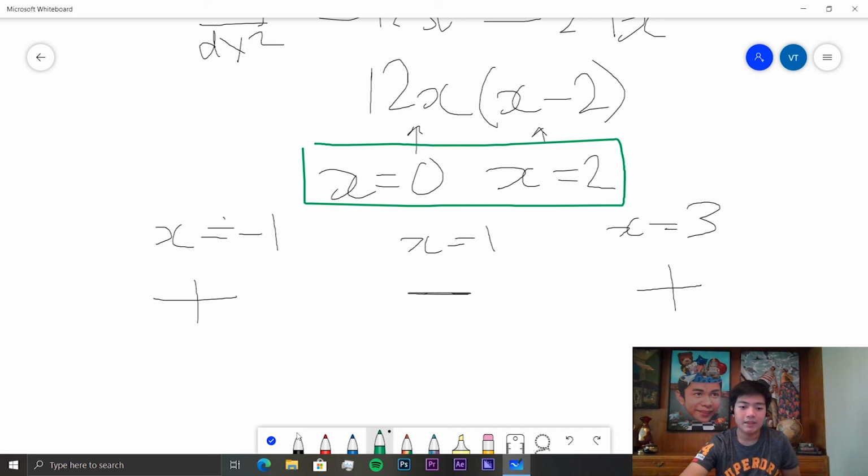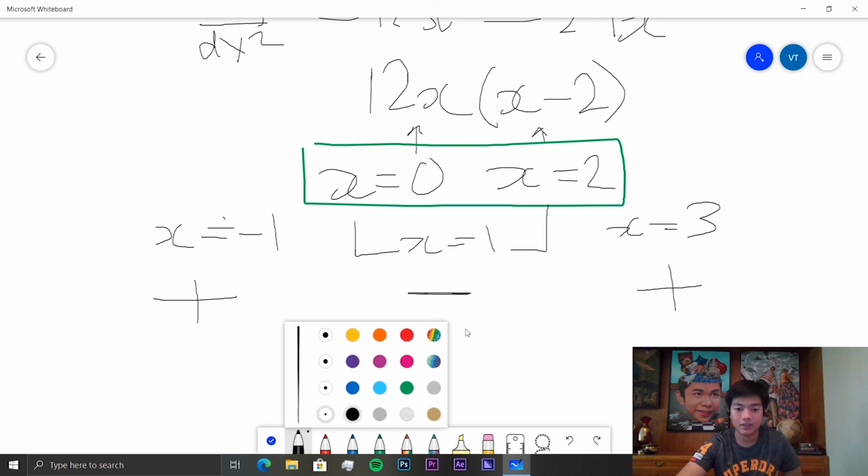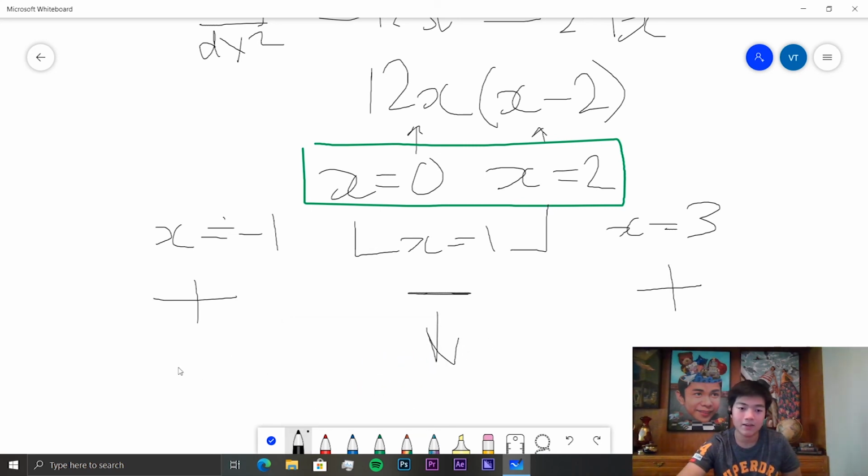So in between them, where we have x equals 1, we will have a concave down curve, since all of the second derivatives are negative. And outside these boundaries, we have concave up parts. So when x is less than 0 or x is greater than 2, we have concave up. And when it's between the two, we have concave down.